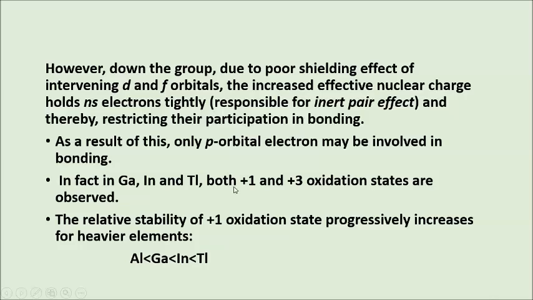And as a result, only the p orbital is involved in the bonding. They will not allow the d and f orbitals to participate in the bonding. So in fact, gallium, indium, and thallium have both +1 and +3 oxidation states. The more stable one is the +1 oxidation state for the heavier element, and the order is aluminium less than gallium less than indium less than thallium.